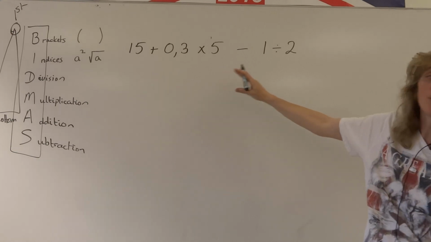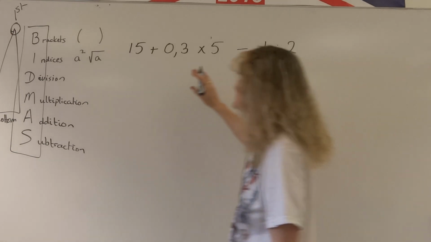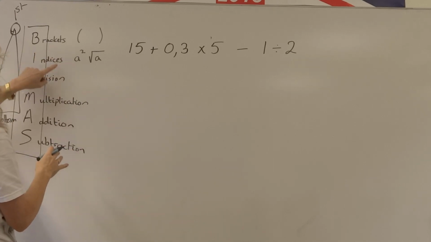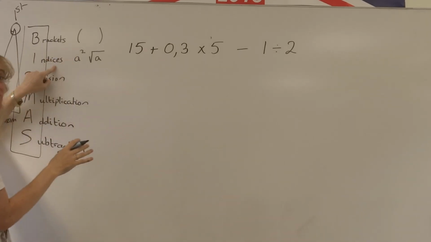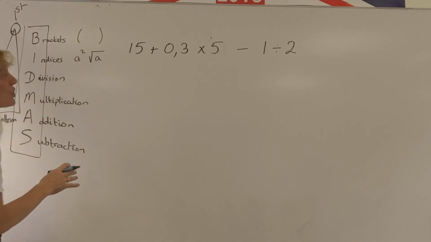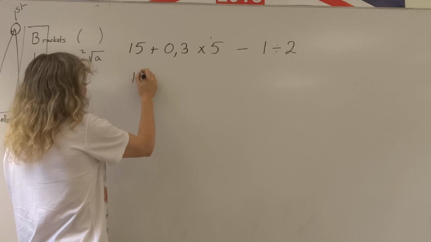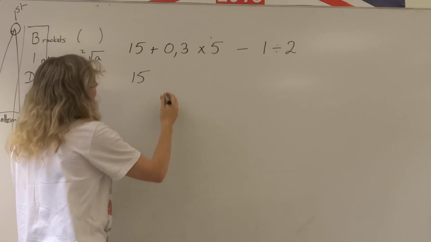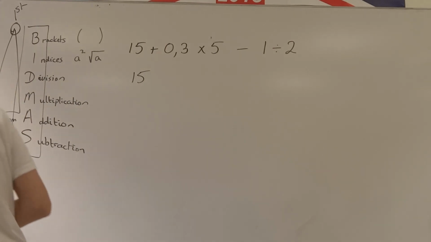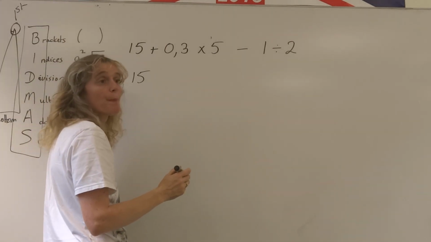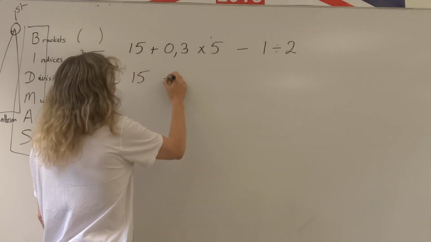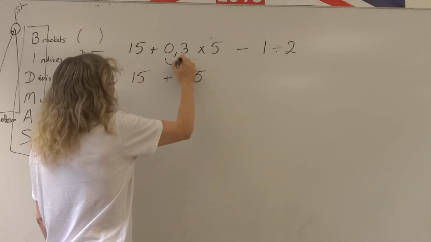So if we were going to do this mathematically, we have to have a look and say, okay, have I got any brackets? Nah. Have I got any indices? No. Have I got a division and multiplication? Yeah, I have. So I have to do those first. So I keep the 15 the same, I don't do anything with it. And I've got a multiplication here. What's 0.3 times 5? Come on, now. 1.5. So I can do that bit first.